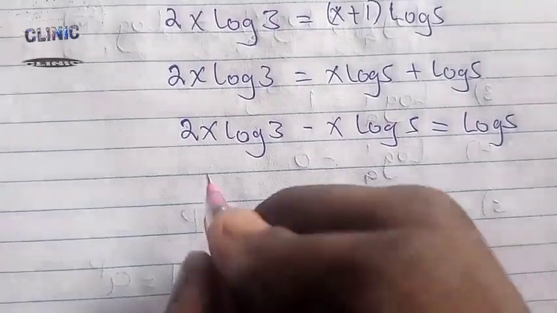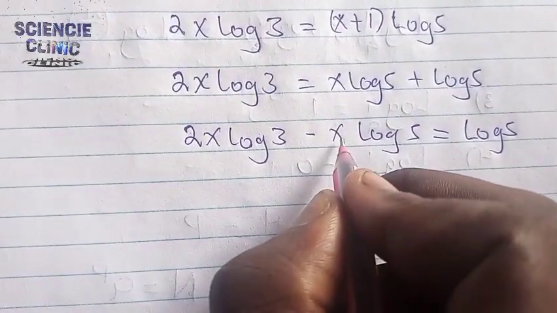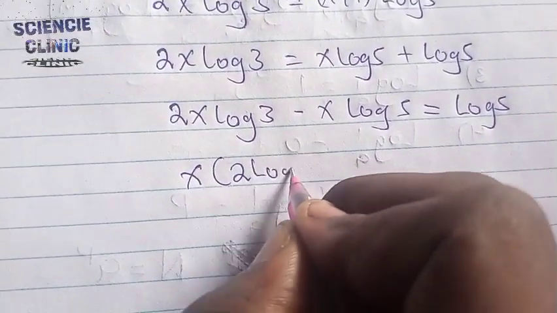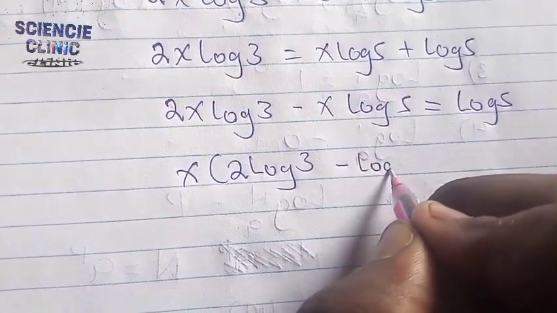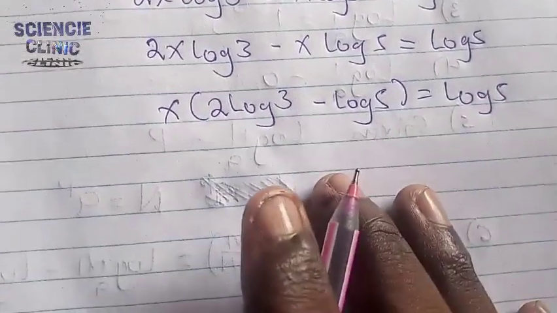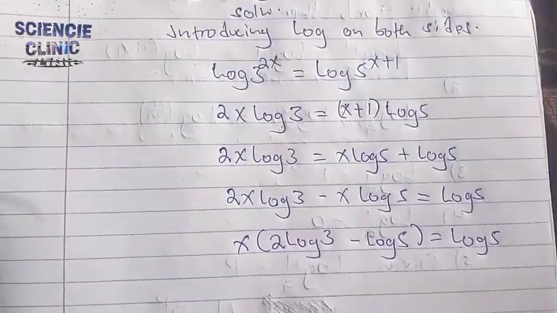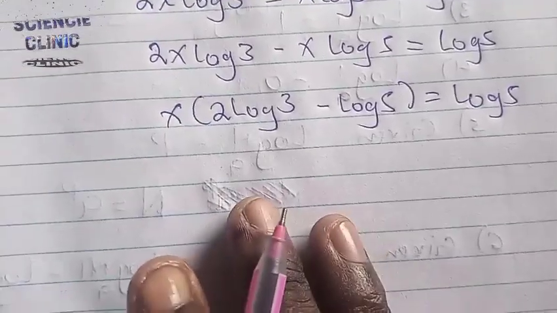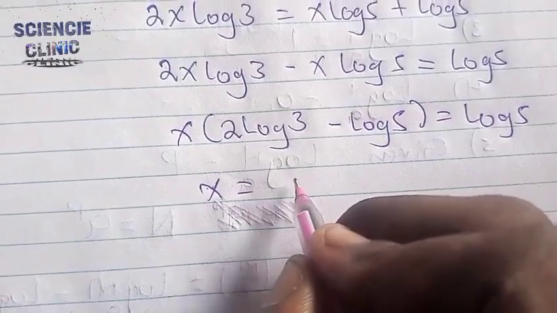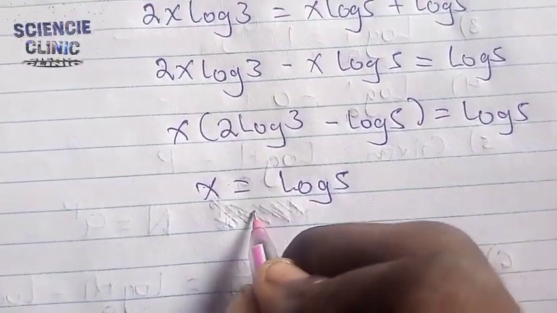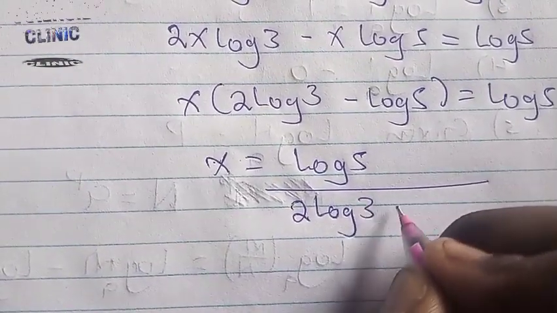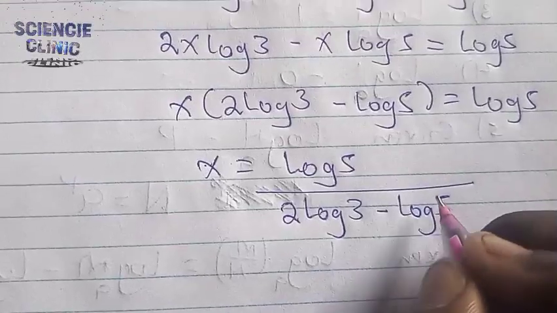Now from there we can factorize out x. This is x, this is x. We can have x into 2 log 3 minus log 5 close bracket equals log 5. That is also okay. We are almost getting our answer. So I'm going to have x is equivalent to log 5 divided by 2 log 3 minus log 5.